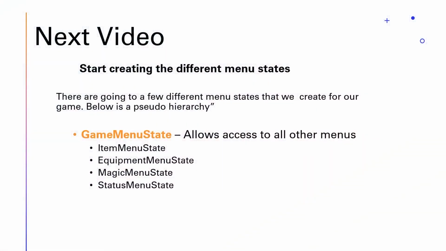Okay, so that's the start of the stats class. We may add more in the future, but this should work for now. Next video, we are going to start creating the different menus in our game. We will start with the game menu state, and that will give us access to all the other menus. Some of those menus will be the item menu, equipment menu, magic menu, and status.